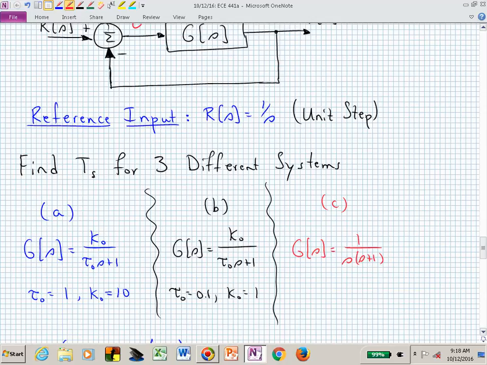Now we have a similar relationship. There's still a factor of 10 difference between T naught and K naught, but now the gain is not as big. What's the DC gain in plant B?